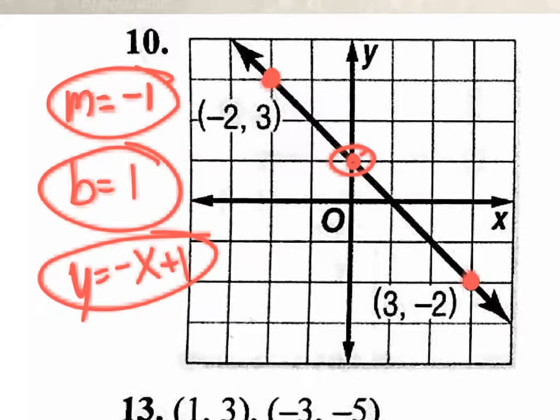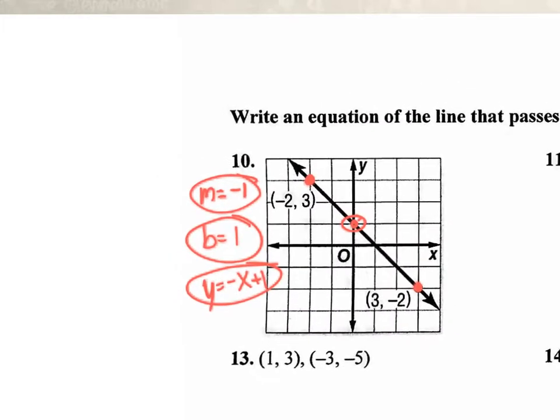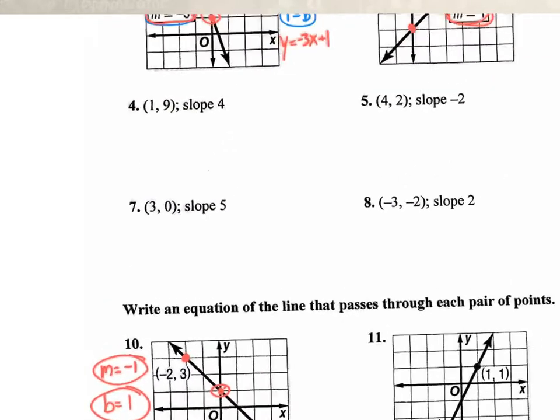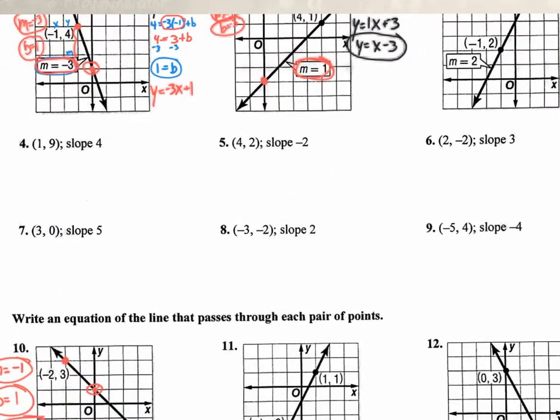That's your answer for number 10. Anytime they give you a graph, you don't have to do any math. You just find the slope by counting rise over run, and find the b value by locating where it crosses your x-axis. Now there are more fun questions, kind of like these guys down here, right?